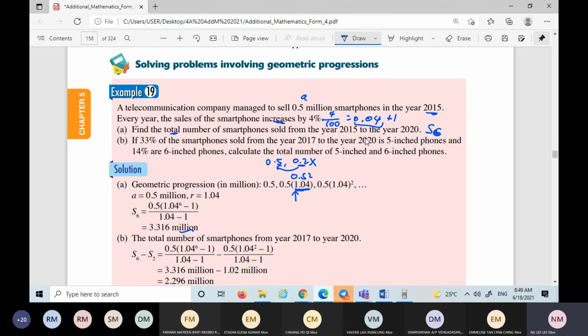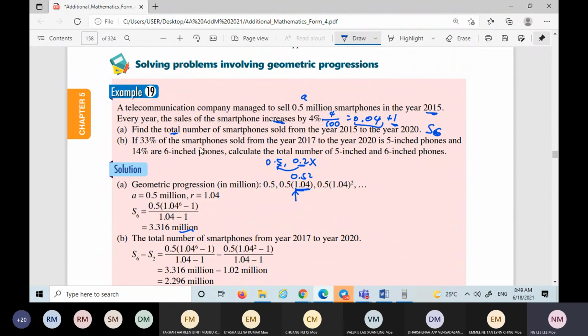This type of questions are usually like the interest, or the increased price of a house, so you have to remember to plus 1 for the R. So the R here is 1.04, the A here is 0.5, so you find S6 for question A. Now we go to question B.